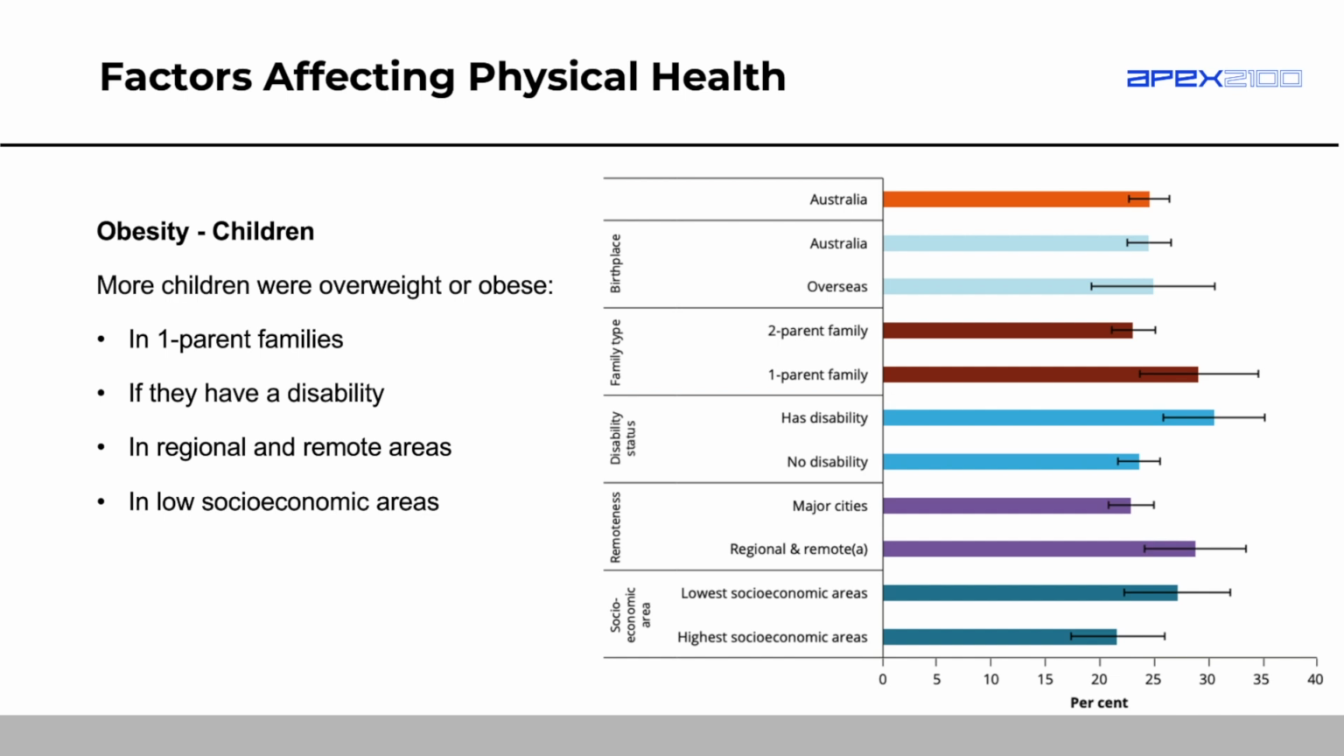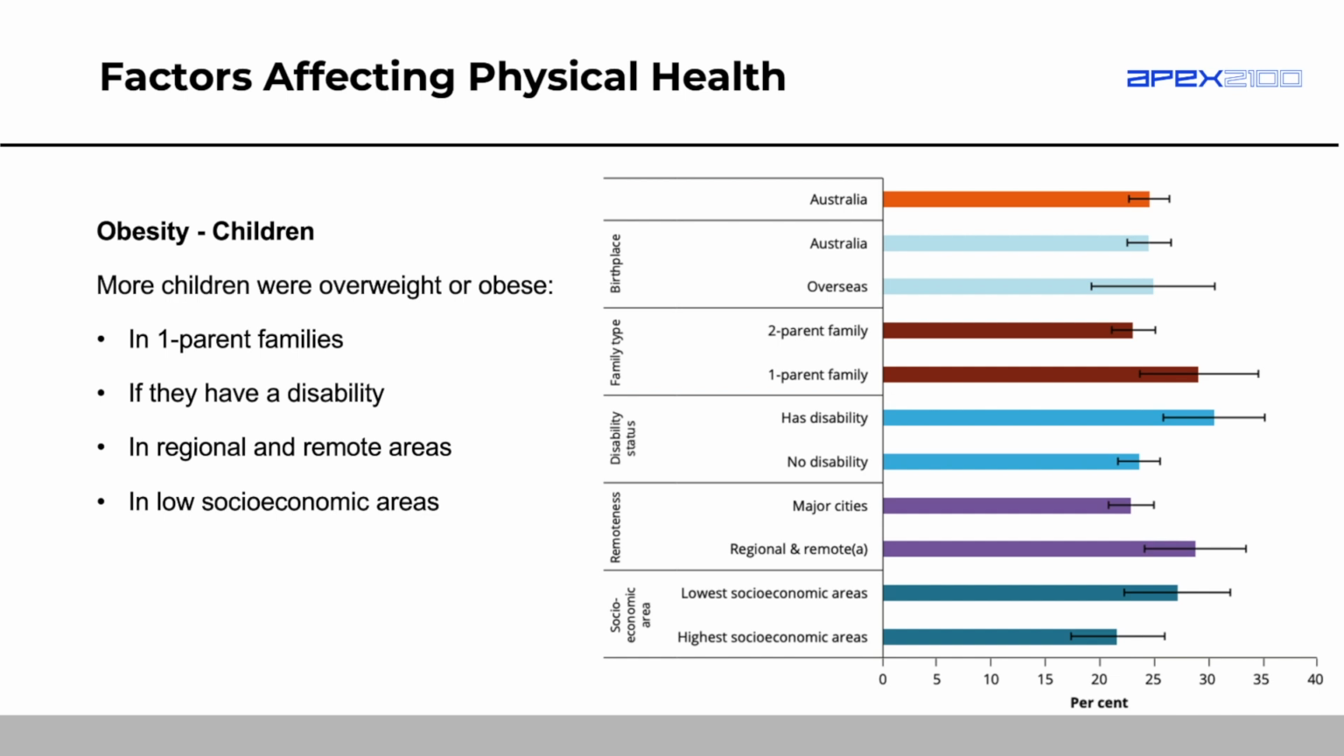So let's first look at those two maroon colored lines. You've got children from a 2-parent family versus children from a 1-parent family, and children from a 1-parent family are more likely to be overweight during childhood. Again, you've got disability and no disability. Children who have a disability are more likely to be overweight. You've got major cities and regional and remote areas. So if you live in a major city, you're less likely to be overweight.